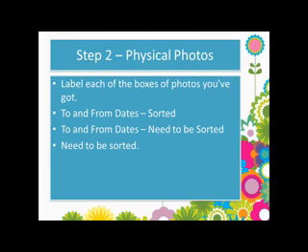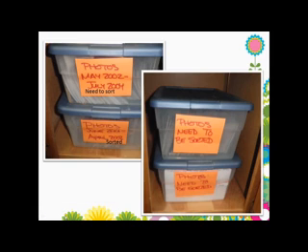So your second step is going to be for physical photos: label each of the boxes of photos you've got. Give it a to and from date and whether it's sorted, or a to and from date and that it needs to be sorted, or just that it needs to be sorted. So what I'm talking about is if you just have boxes of photos or wherever you've gathered those photos together.